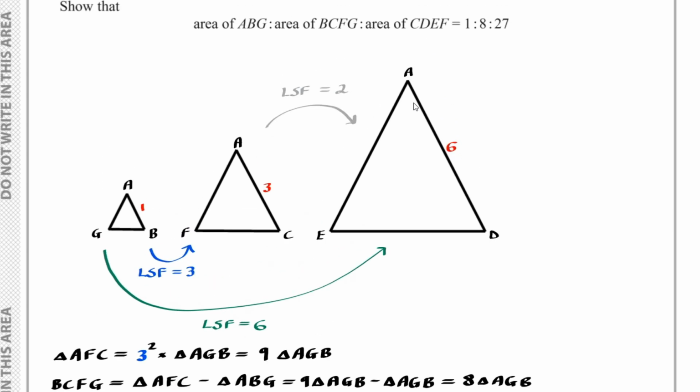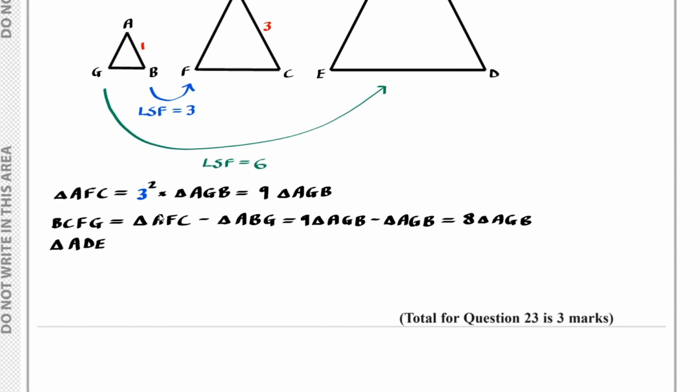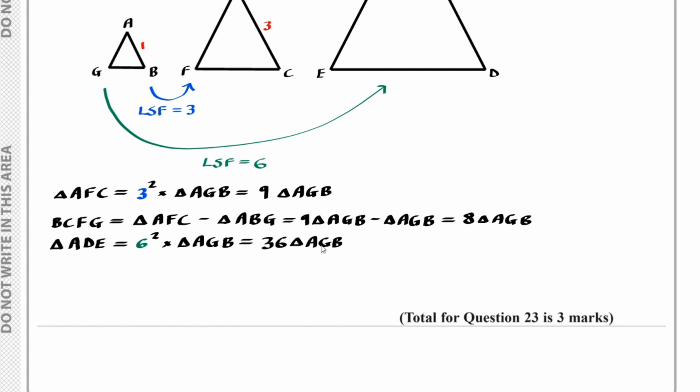And the area of the triangle ADE, similarly, that will equal 6 squared, because I've got a length scale factor of 6. So my area scale factor is 6 squared, multiplied by the area of AGB. So I'm going from this triangle to this triangle. So I've got 36 times AGB.